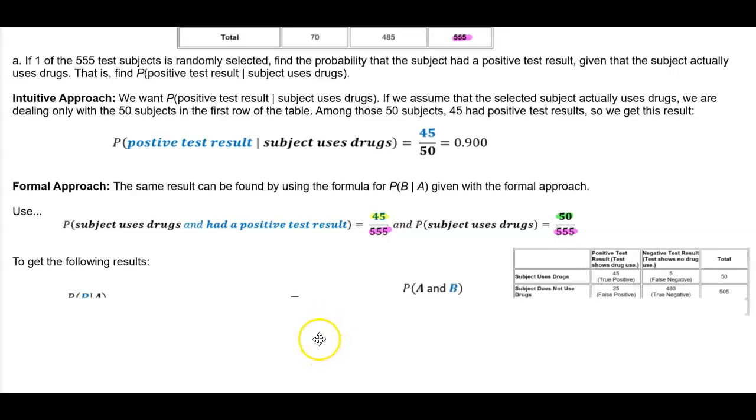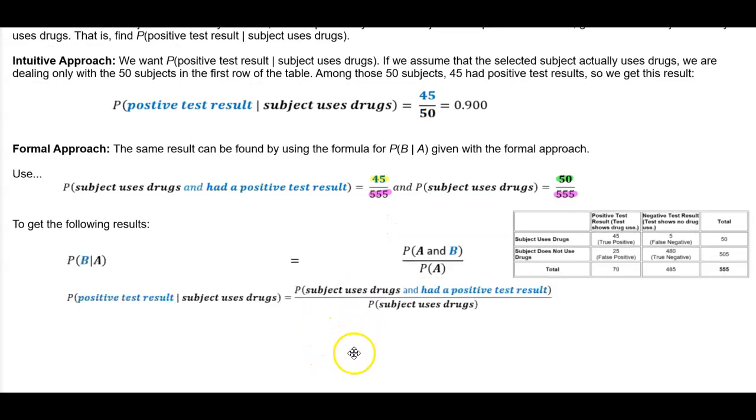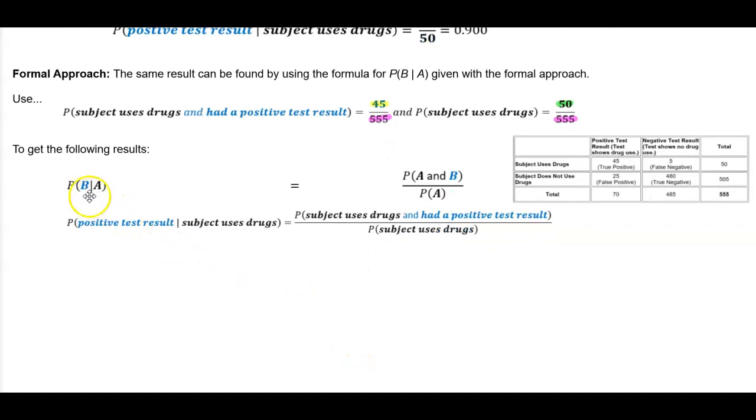Okay, so now what we're going to do is substitute this into our formula. The probability of event B, provided that A has already occurred, is equal to the probability of A and B divided by the probability of A. So we're looking at the following. The probability of a positive test result given that the subject uses drugs is equal to the probability that the subject uses drugs and had a positive test result, divided by the probability that the subject uses drugs.